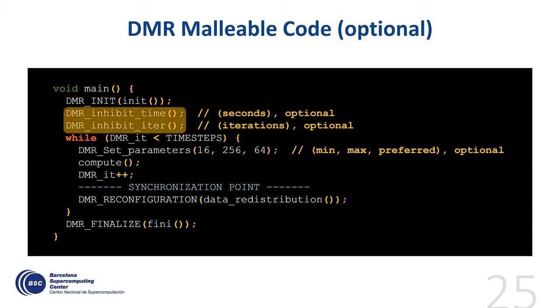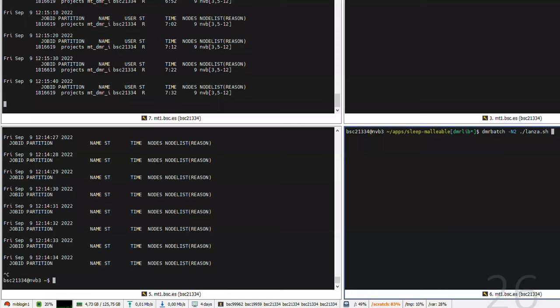Optionally, as I've said before, we have inhibitors in time and or in number of iterations, and we can also define the lower, upper, and preferred number of processes in each iteration if it's needed. So now we are going to see an example of how it works.